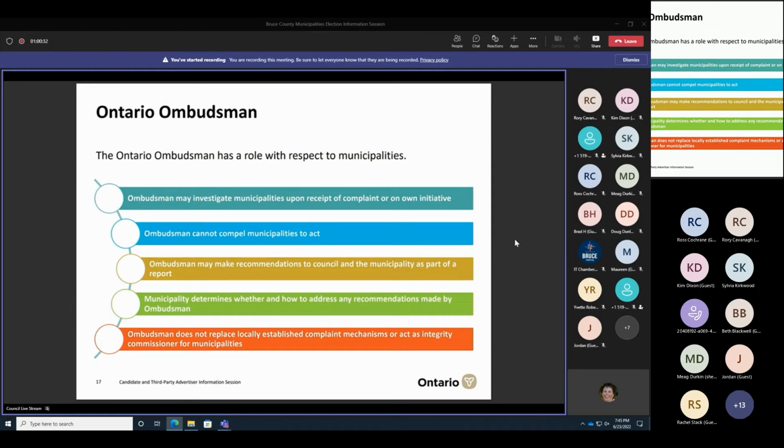The Ontario Ombudsman does not replace locally established complaint mechanisms or act as an integrity commissioner for municipalities. Local integrity officers and municipal codes of conduct are an important part of Ontario's local accountability framework. For more information on the Ontario Ombudsman, including its processes, please see the Ombudsman Act and the Ontario Ombudsman website.